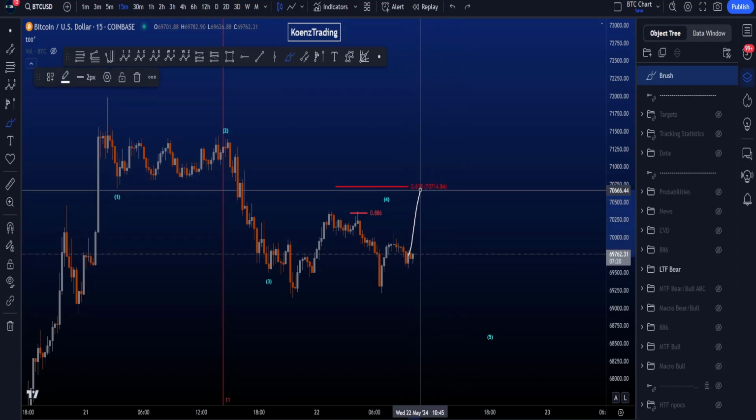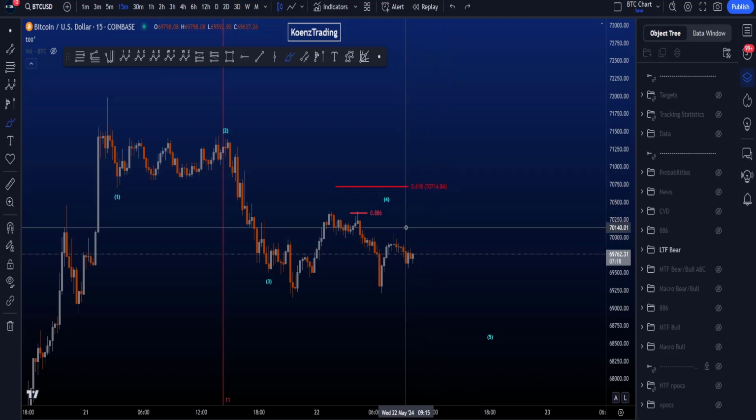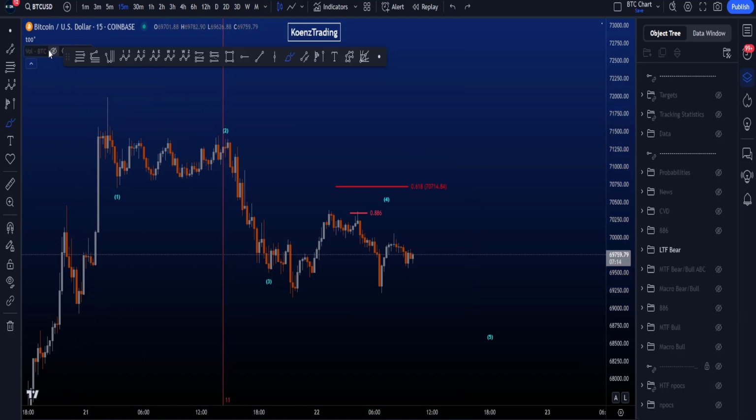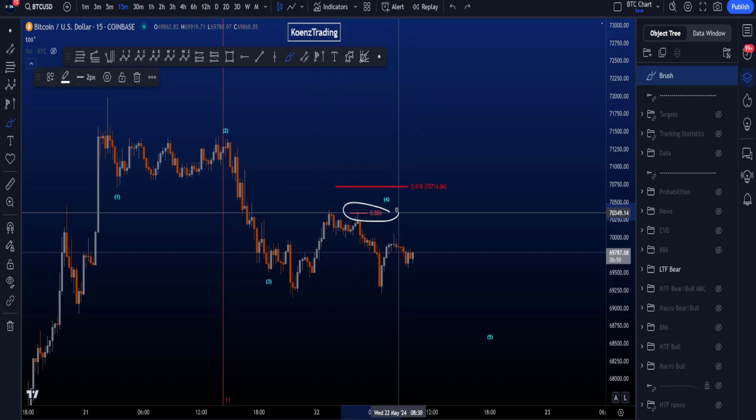So if price would move towards the upside and hits the 618, probabilities are higher that this is a corrective structure versus an impulsive structure. Probabilities are also higher that this wave 4 is not yet finished, as over here price touched the 886.